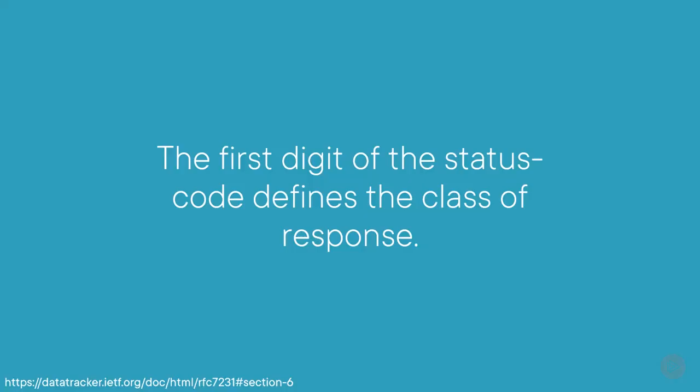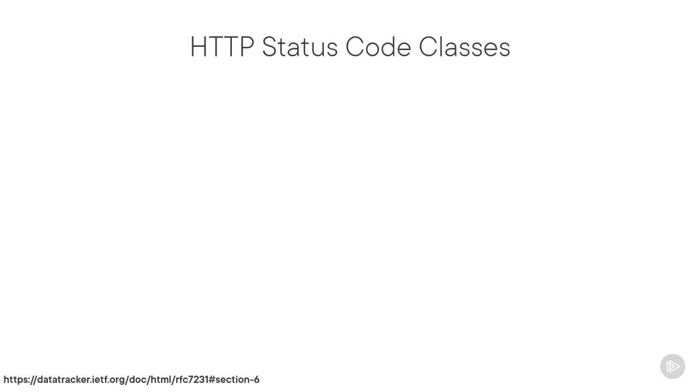There are 5 classes of status codes. The first digit of each status code defines the class of response to which it belongs. The 5 classes of HTTP status codes are shown here.